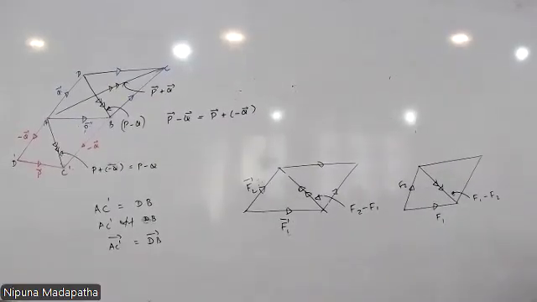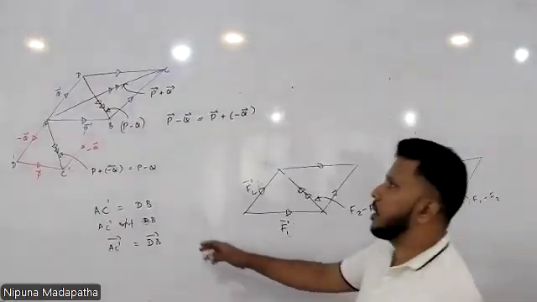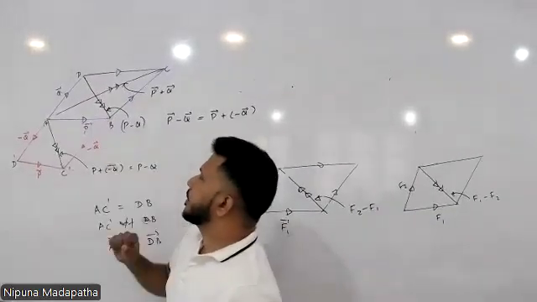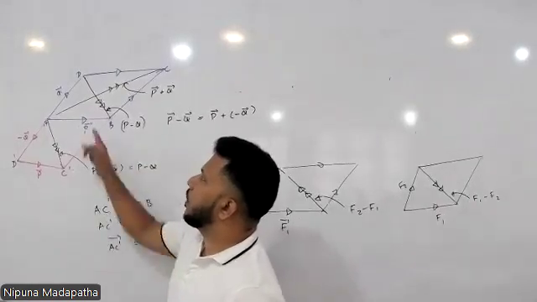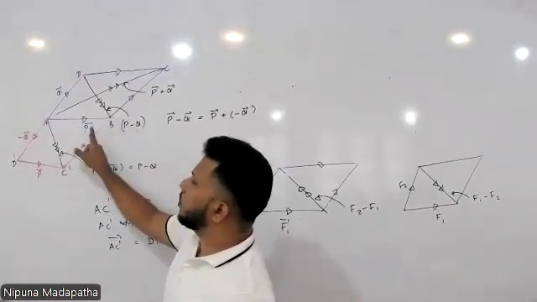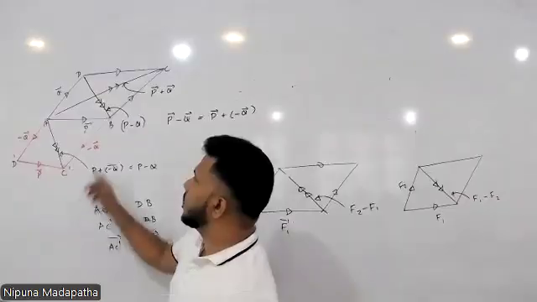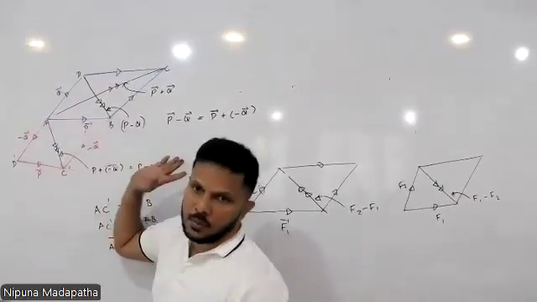Right? In subtraction, the arrow direction is very important. Arrow direction. From D to B, it is P minus Q. The arrow is from the other way, it is Q minus P.